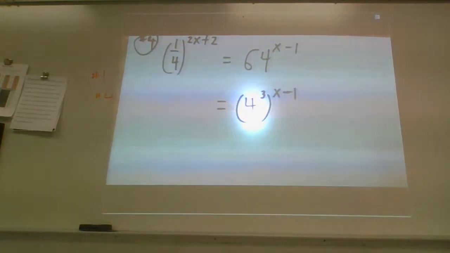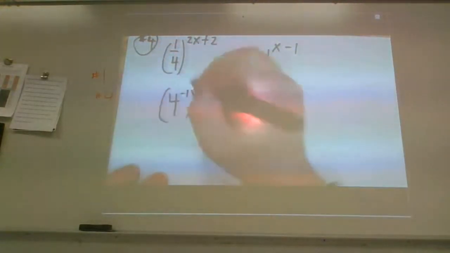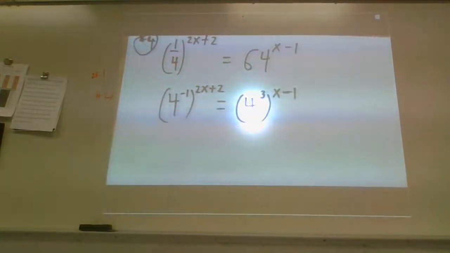But the left side I'm going to have to change as well. This is what you should have done for the left side. You need to change that 1/4 to have a base of 4, and that is the negative exponent property that we wrote down earlier. We need that property because you need to have both sides having the same base.